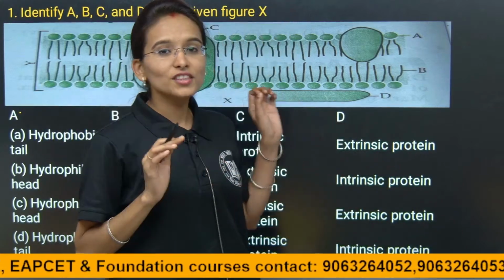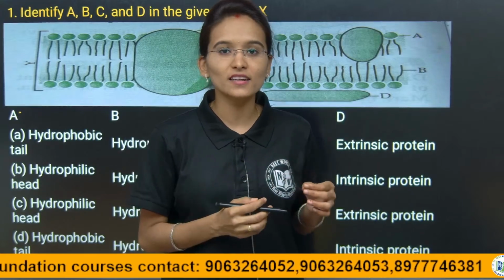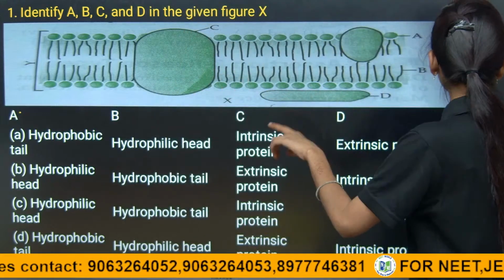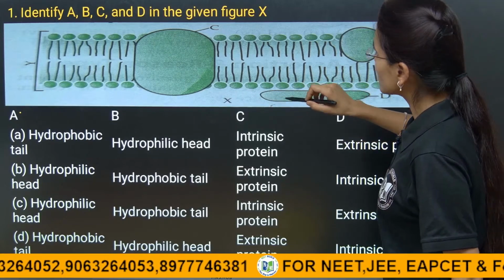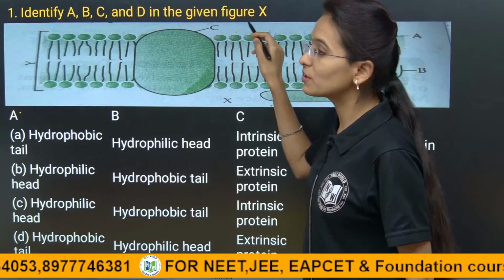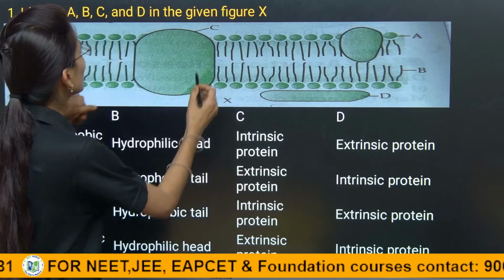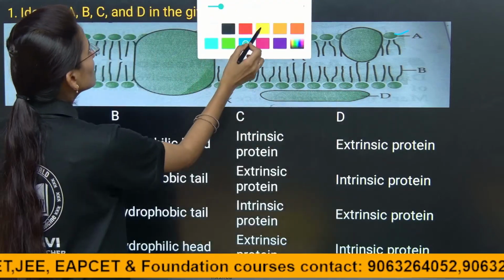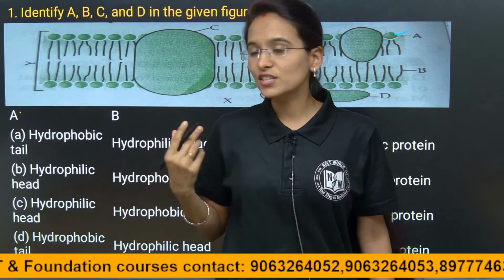So if you are clear with the concept, the plasma membrane structure and its composition and its mode of transport mechanism, then it becomes easy to attempt these questions children. Yes. So here the question is that identify A, B, C and D in the given figure X, okay. We have to identify the labeling parts A, B, C and D in the given figure X.